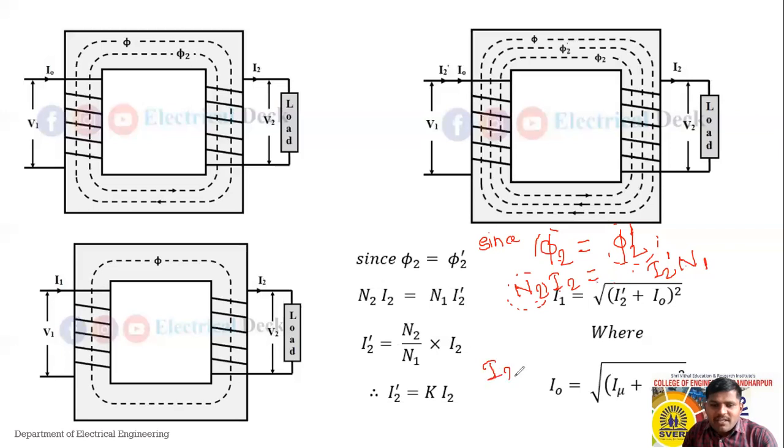I want to calculate the value of I2 dash. So I2 dash ची value calculate करायचे. This N1 can be shifted to the other side. So it becomes N2 divided by N1 into I2. According to this, I2 dash equals N2 divided by N1 into I2. N2 divided by N1 काय असतं?